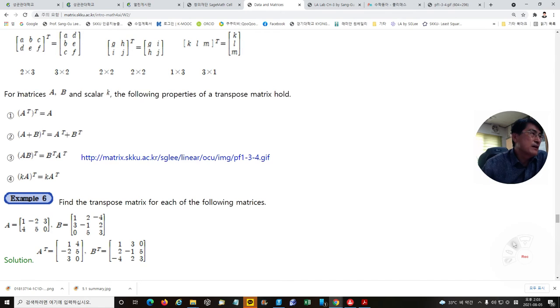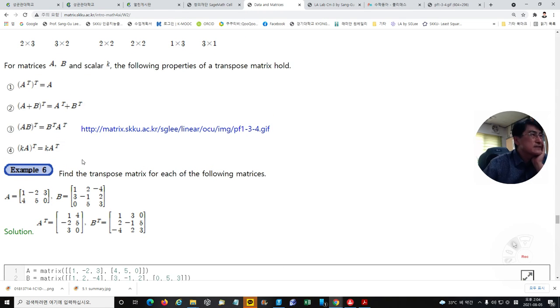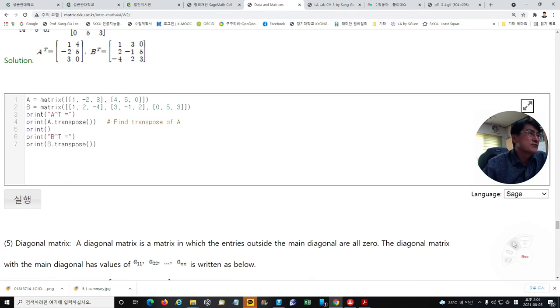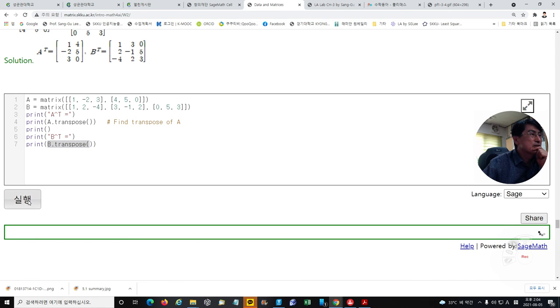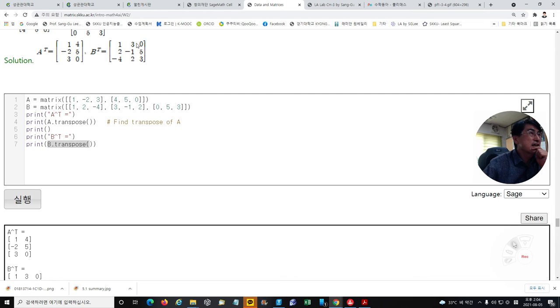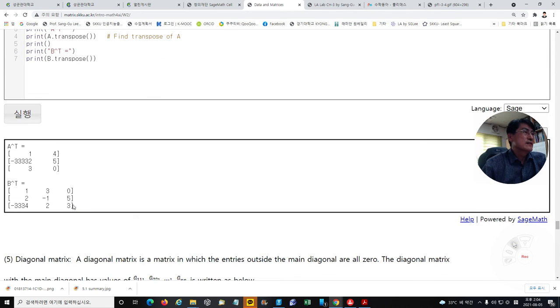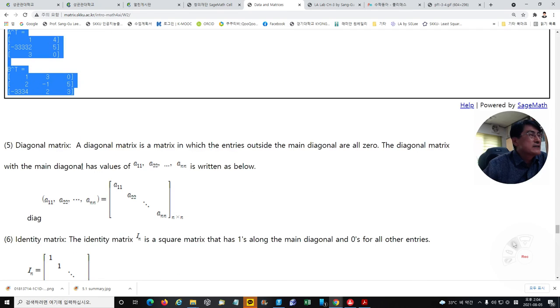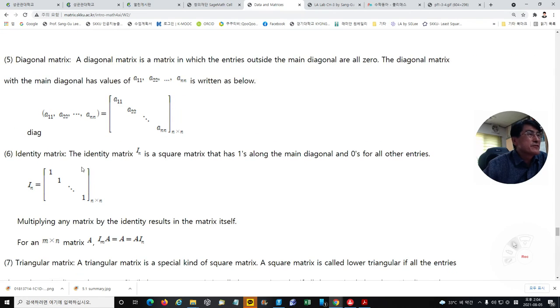So anyway, now you understand these are the properties of the transpose matrix. Find the transpose matrix of each of the following matrices. Suppose A and B are given, then A transpose and B transpose can be found here. You can easily find it by giving the command A dot transpose with parentheses, and the same for B. Then you will have the transpose matrix, which is exactly the same as what you have. If you change the matrix, this code will still give the proper transpose of the given matrices A and B, like this.